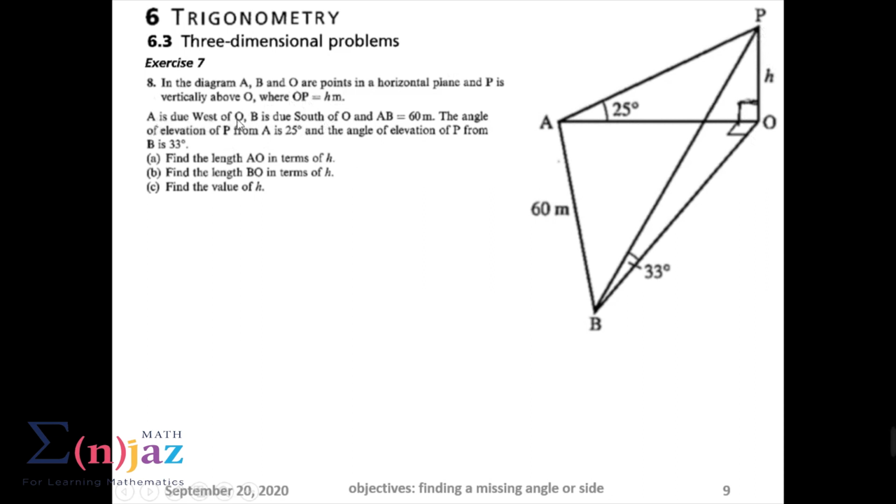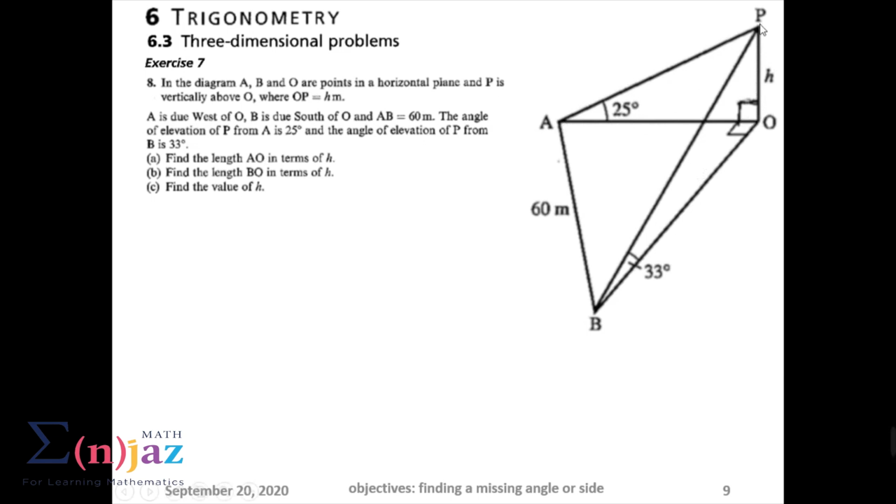A is due west of O, B is due south of O, AB, as you can see here, is 60 meters. The angle of elevation of P from A is 25 degrees, and the angle of elevation of P from B is 33 degrees. First thing, we need to find AO in terms of H. So we're going to find AO not as a number, but in terms of H.